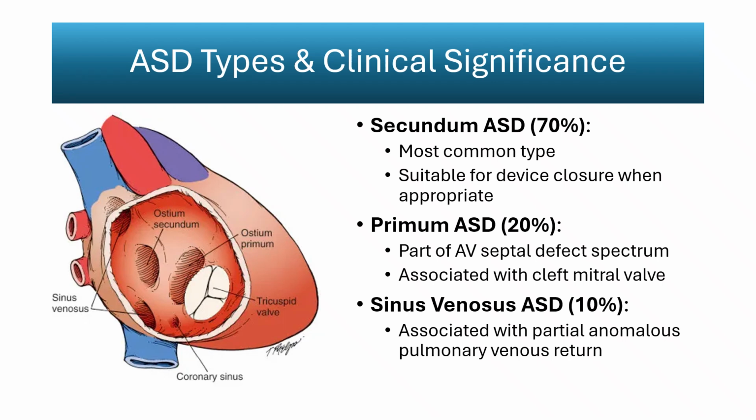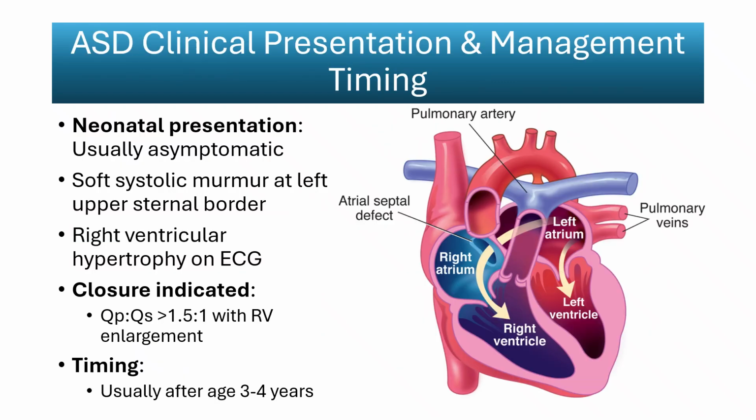Sinus venosus ASDs make up roughly 10%. They occur near the entry of the superior or inferior vena cava and are frequently associated with partial anomalous pulmonary venous return, where one or more pulmonary veins connect abnormally to the right atrium or vena cava. This anatomical relationship explains why surgical repair is necessary to redirect pulmonary venous flow appropriately. Each type carries distinct clinical implications, and recognizing the subtype guides both prognosis and management strategy. In the neonatal period, most atrial septal defects remain clinically silent.